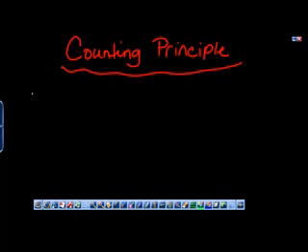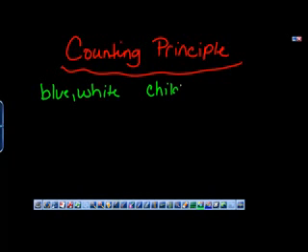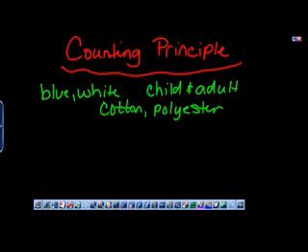Let's say a school team sells caps, baseball caps, in two colors, blue and white. For each color, there are two sizes, child and adult. And in each case, there's also two fabrics, cotton or polyester. Let's see if we can figure out how many possible cap combinations could be ordered.